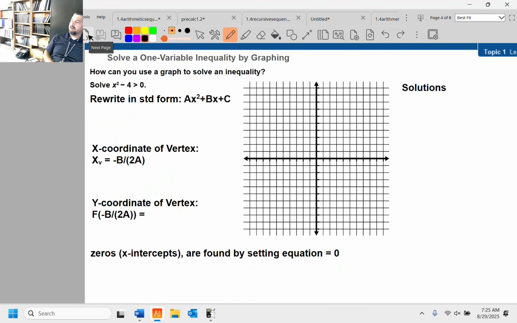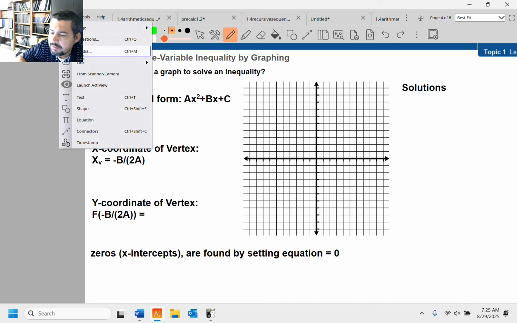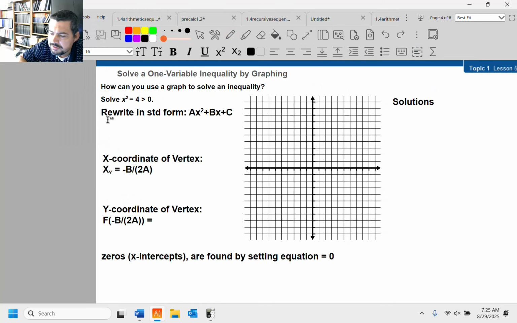All right, how can you use a graph to solve an inequality? So we are supposed to solve x squared minus 4 is greater than 0, and there are a lot of things here from Algebra 1 that you have likely forgotten. But the first step is to rewrite a quadratic in standard form, and that one is already in quadratic standard form, so we don't have to do anything. It might make sense, though. The reason I mentioned this was because a lot of kids don't understand things that are there. And it is understood that there is a plus 0x in there.